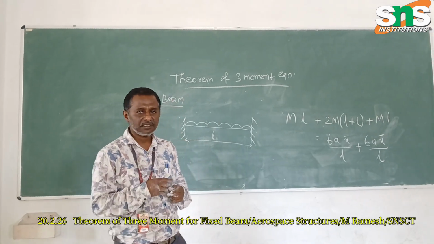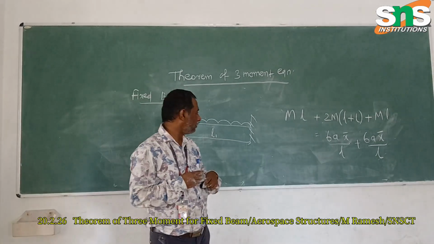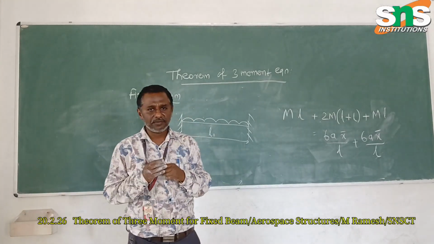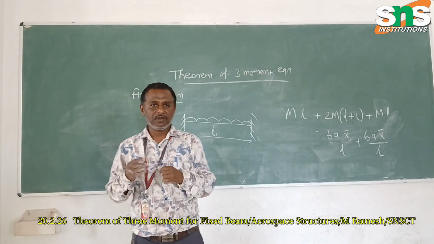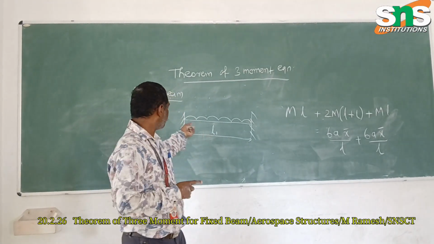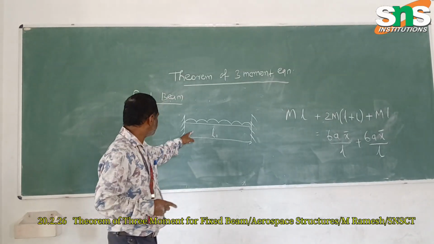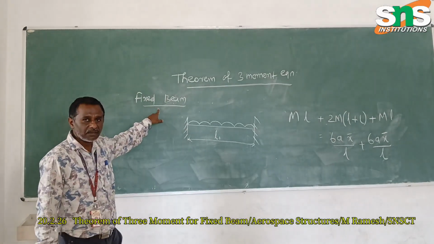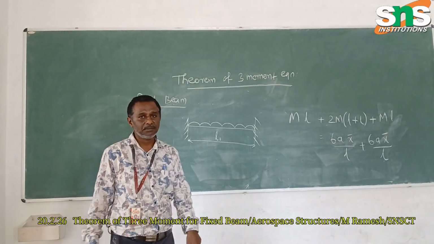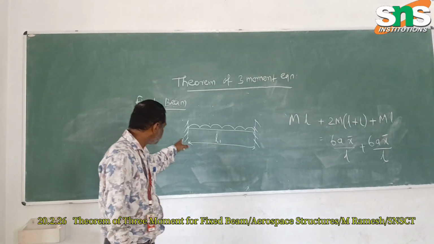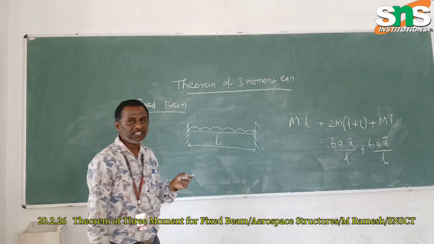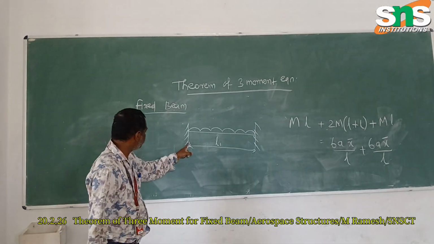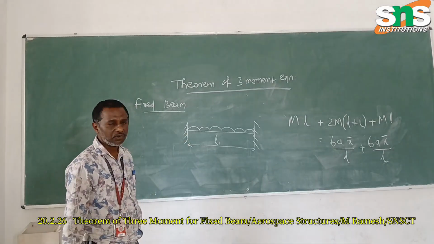So already we have discussed and solved problems on how to find the shear force diagram and the moment diagram for a continuous beam. Here we are going to discuss how a fixed beam can be solved by using Clapeyron's theorem of three moment equation. A fixed beam comes under the statically indeterminate beams because here itself there are fixed ends and three unknowns.